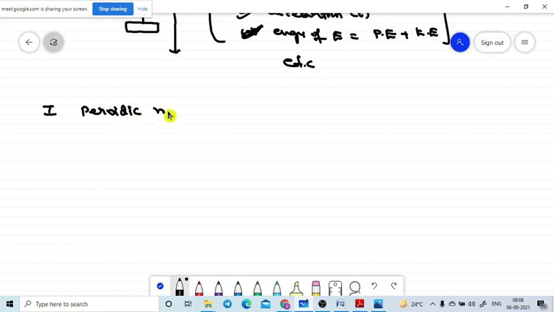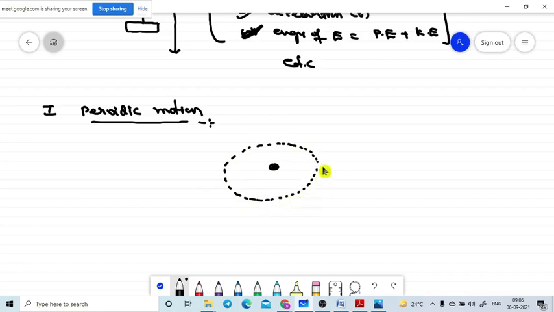Periodic motion. A general example: let me take this as the sun, and the earth is revolving around the sun in a particular interval of time. Every year the earth completes one revolution. So for 1 year, the earth is revolving around the sun, which means it is completing one revolution.